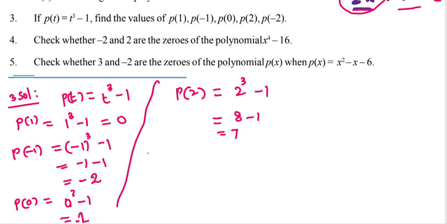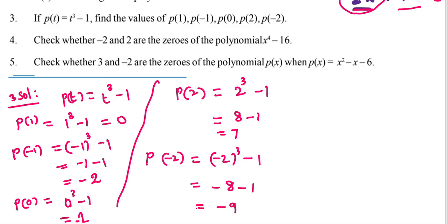Now look at what is given: p of minus 2. That is minus 2 cube, again minus 1. Minus 2 cube means minus 8. It is an odd power. If you multiply odd number of negatives, you will get minus only. This is minus 1, so that is minus 9. So these are our solutions.